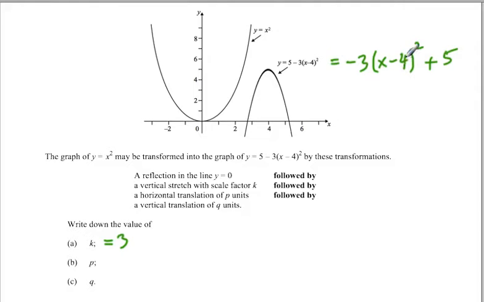So this is the horizontal translation, and it's 4 units. So basically, p is equal to 4. And a vertical translation of q units, that plus 5 is the vertical translation, so it's equal to 5. There we go. So always rearrange it into what I would personally call proper vertex form, and that just makes it easier to interpret what the vertical stretches, horizontal translations and vertical translations are.